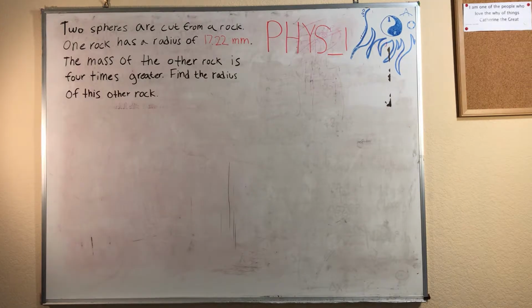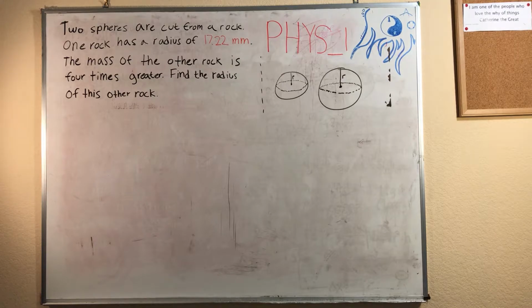The question refers to two spheres, so let's draw one sphere, and draw another bigger sphere, and label both of those with their radius. One with a radius of 17.22 millimeters, and the other radius is what we need to solve for. With the help of the picture, we need to try and find out how to relate our radius to our mass that are both given in the question.